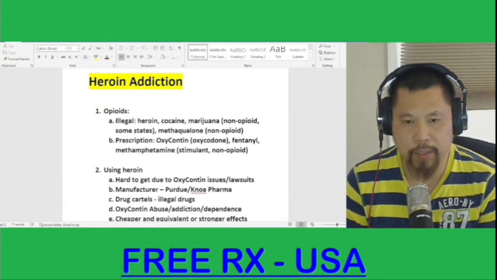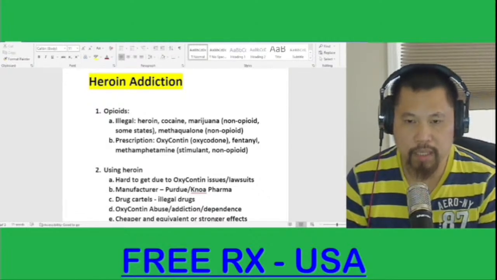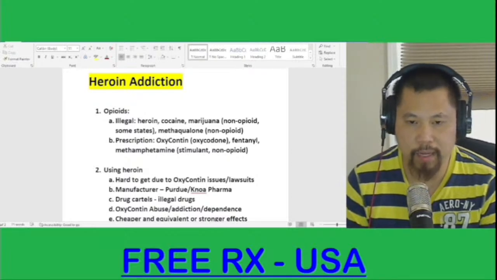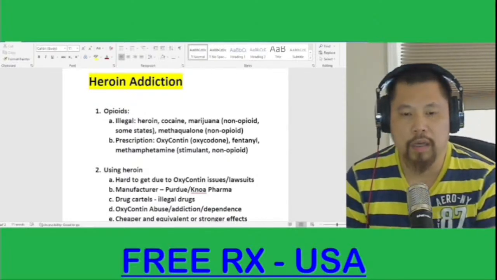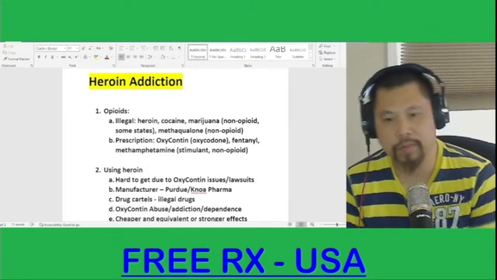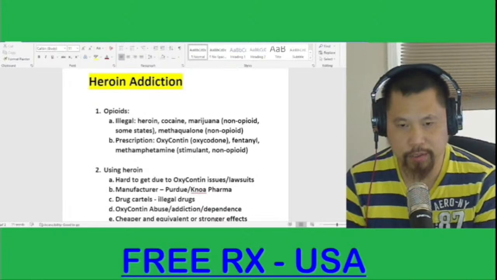Other non-opioid drugs are such as marijuana and methaqualone. Marijuana might be legal in some states for medical treatment. And prescription opioids include OxyContin or oxycodone, and fentanyl. Methamphetamine is non-opioid. It is a stimulant.